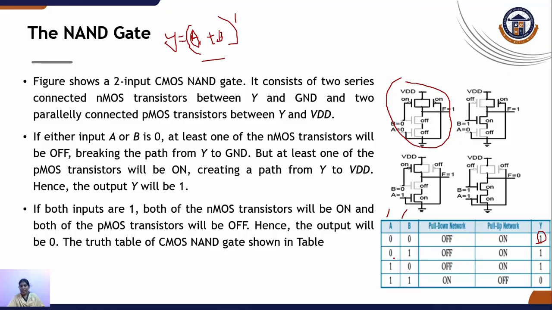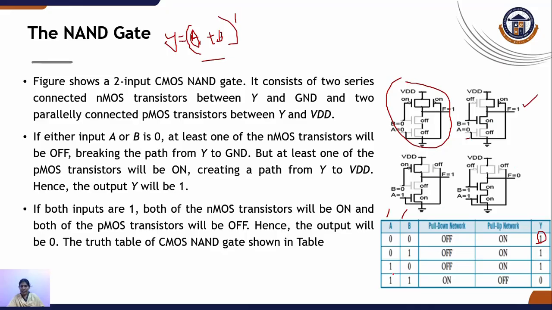When we are giving A value equal to 0 and B value equal to 1: with A equal to 0, the NMOS transistor is off but the PMOS transistor is on. With B equal to 1, the NMOS B transistor is on but the PMOS B transistor is off. Anyway, there is one path between VDD and output. So automatically the value equals 1.